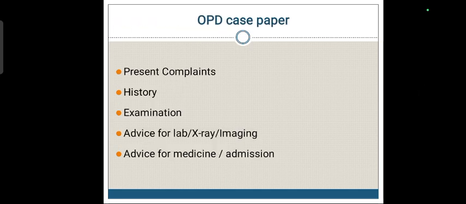Coming to OPD case paper, all of us know what to write in OPD case paper, but still there are few important points which you have to note, which should be clearly mentioned in the OPD page, like present complaints, history, examination, advice for lab, X-ray or imaging, advice for medicine or admission. These must be mentioned in OPD.